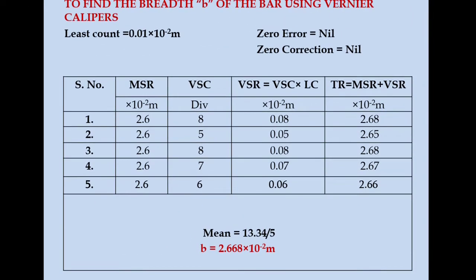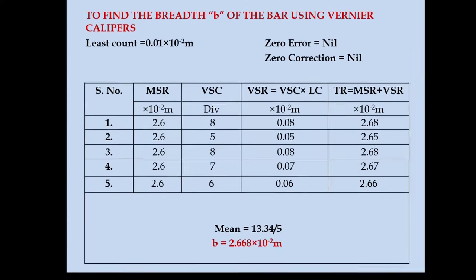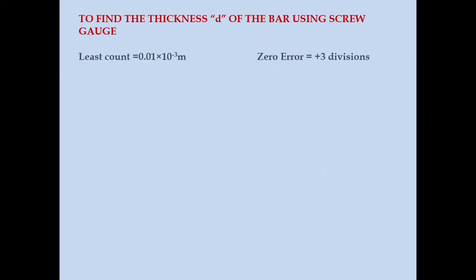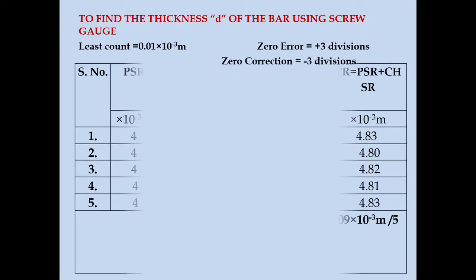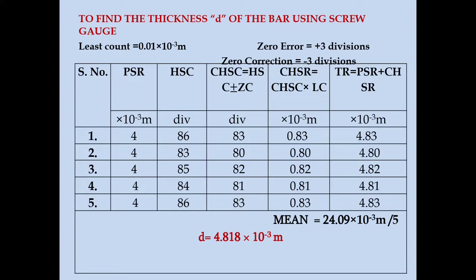So the mean breadth is calculated, which is 2.668 into 10 power minus 2 meters. Next is the thickness of the bar, which is found using a screw gauge, and the error here is a positive error of plus 3, so the error correction is minus 3 divisions. The pitch scale reading and the head scale coincidences are tabulated here. From this, the mean thickness D is found as 4.818 into 10 power minus 3 meters.